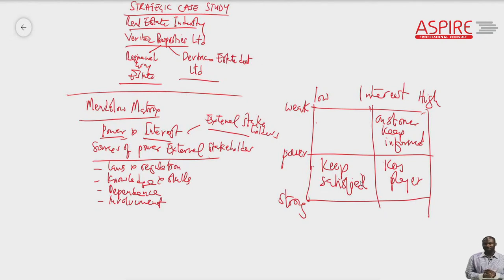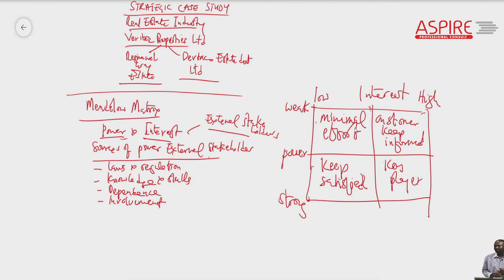Are we clear? Then the last one, which is normally those with the worst of both, that is low interest and weak power. How do we manage them? Normally, we give them minimal effort. Are we clear? Minimal effort.